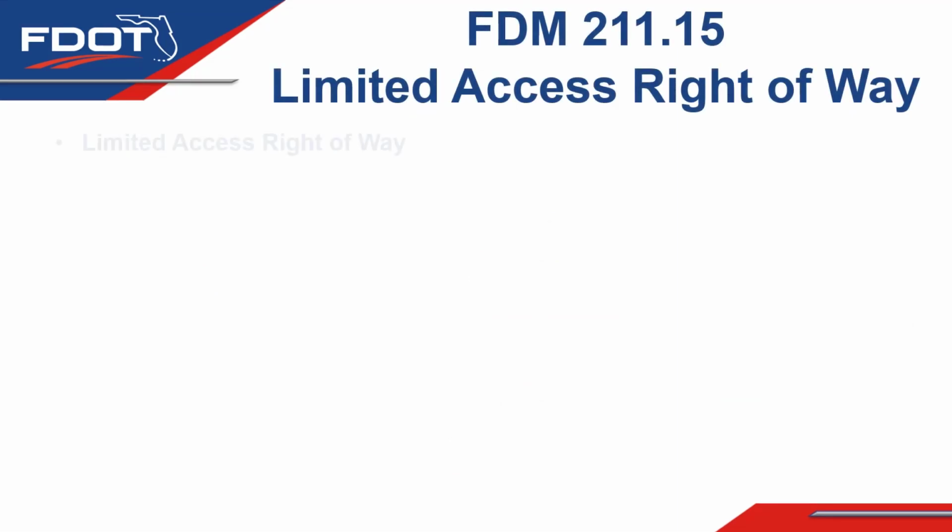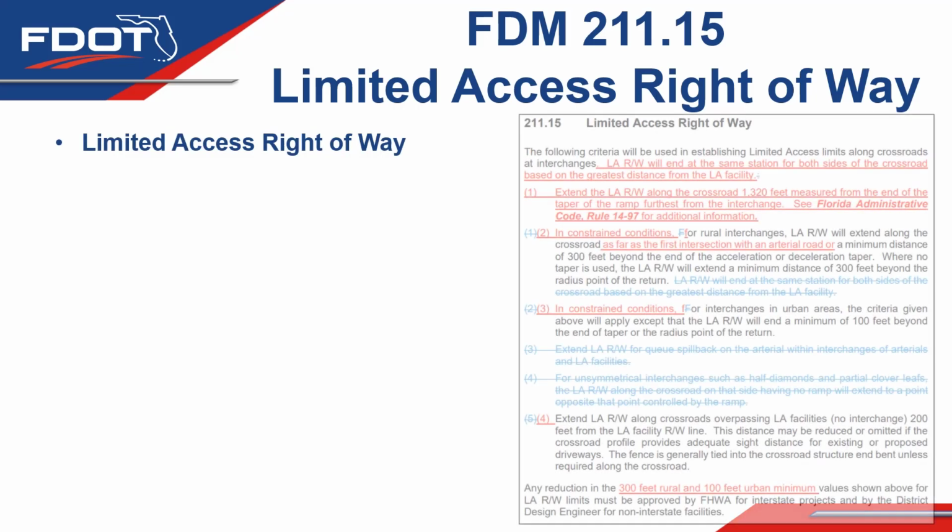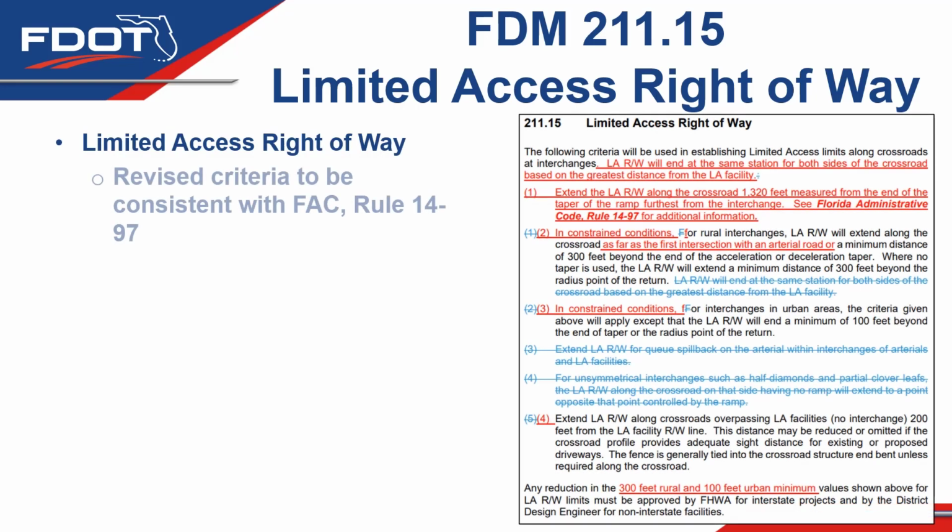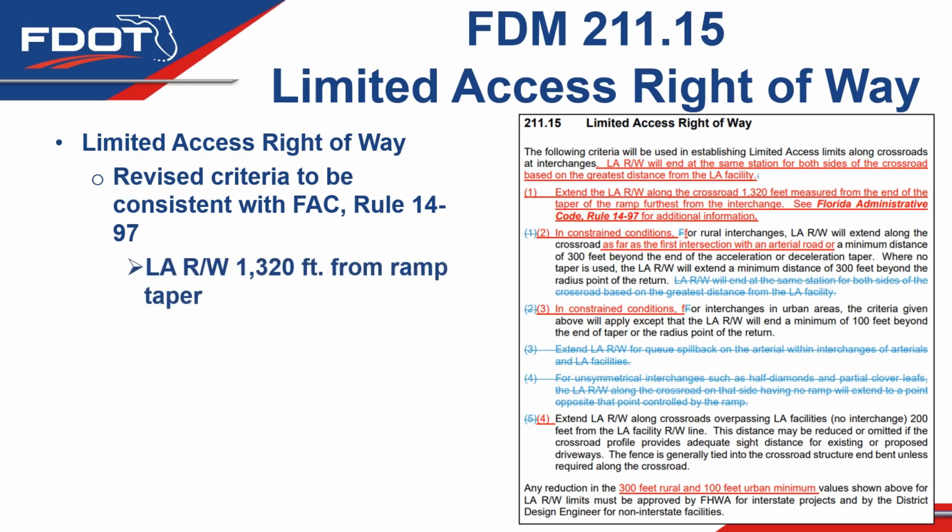These updates to the limited access right-of-way section came from the Systems Implementation Office to be more consistent with the Florida Administrative Code Rule 14-97. As a result, the requirements for LA right-of-way to be 1,320 feet along the crossroad from the end of the taper of the ramp furthest from the interchange was added to this section.